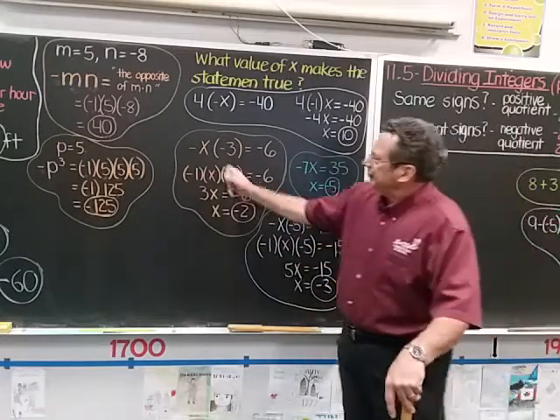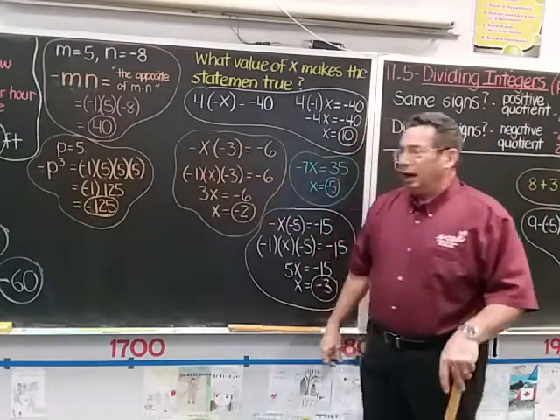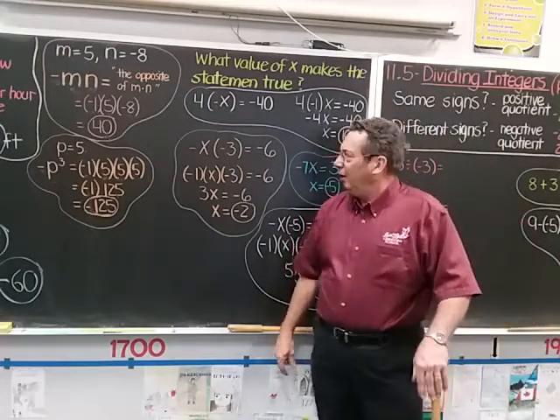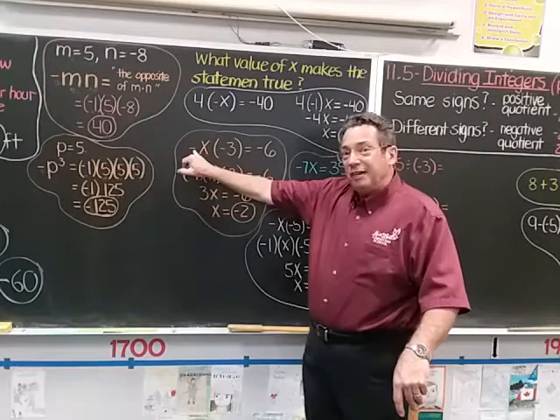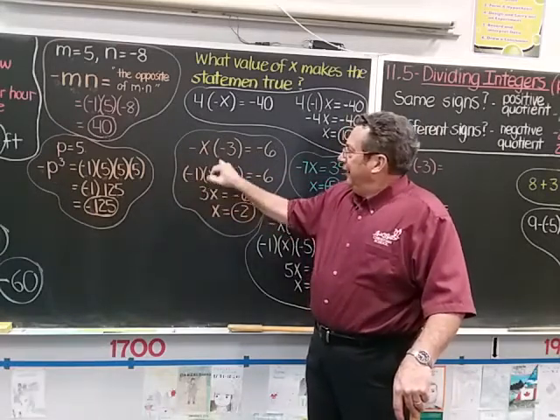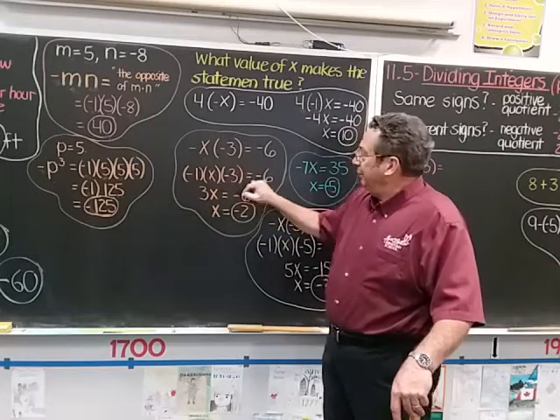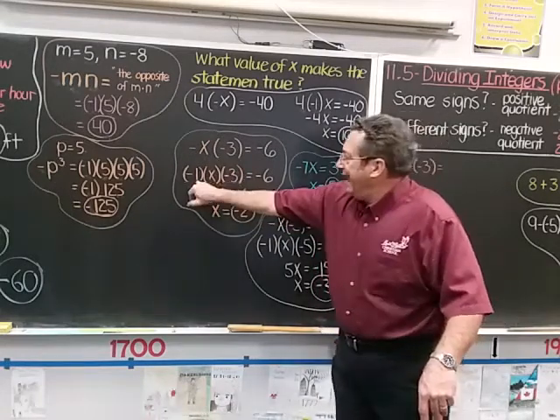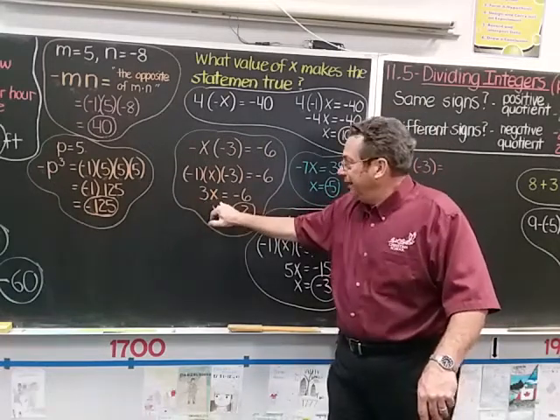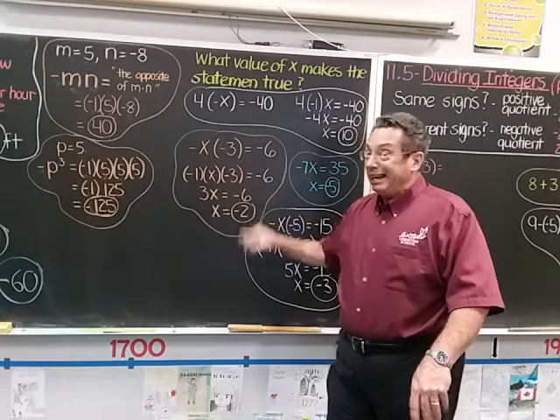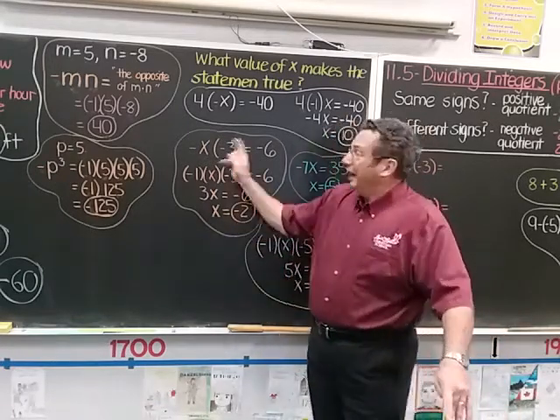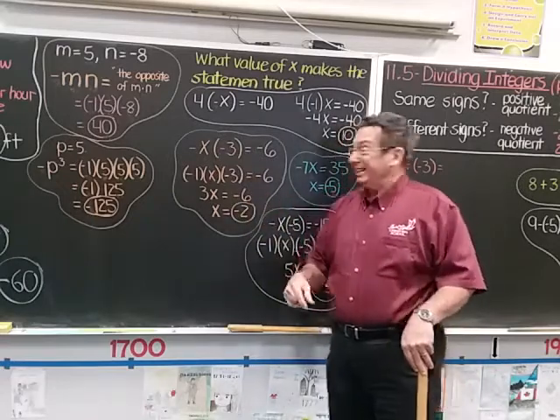How about this one? Negative x times negative 3 equals negative 6. What value of x will make that true? Okay, well, let's work this out. In the place of this negative x, I put negative 1 times x times negative 3, just a step at a time, equals negative 6. What is negative 1 times negative 3? A positive 3. 3 times x equals negative 6. 3 times what equals negative 6? Well, x is going to have to be a negative 2.